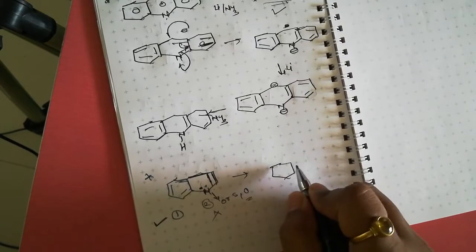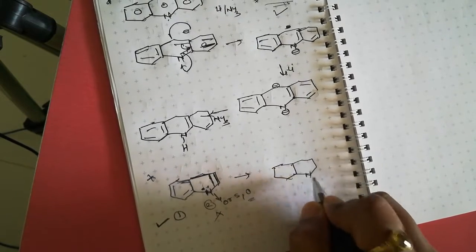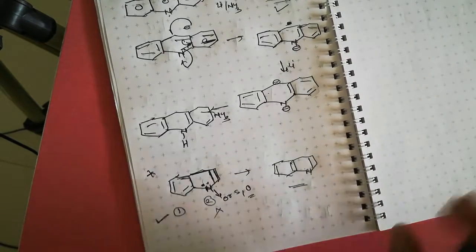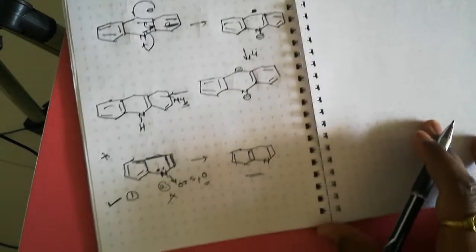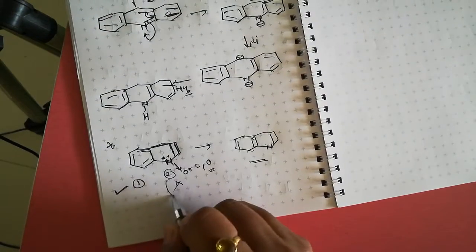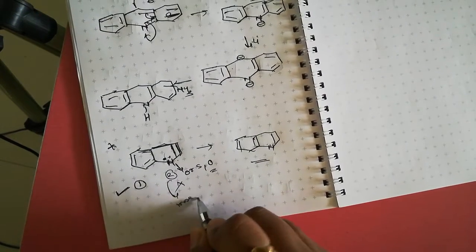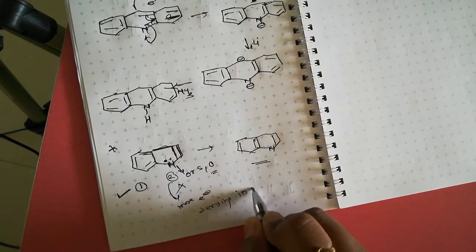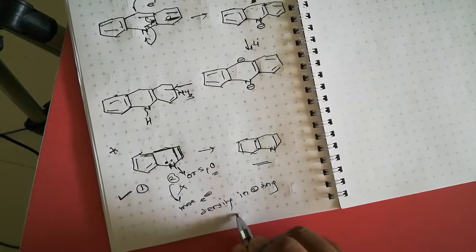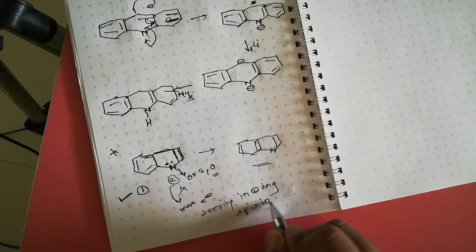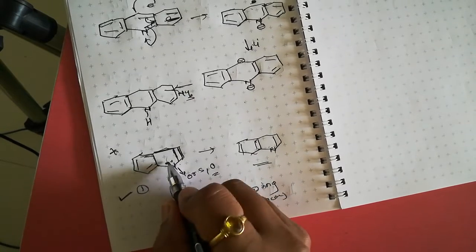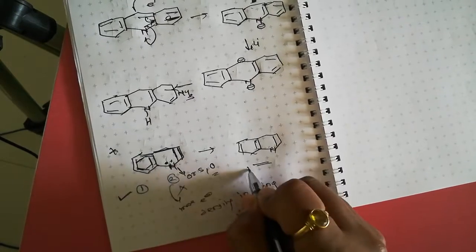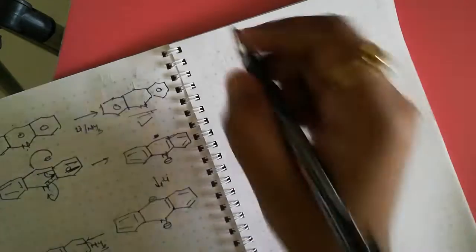Here we get this product. Why? Because there is more electron density in the second ring and the lone pair is in conjugation, therefore we get this product. What is the mechanism for this?